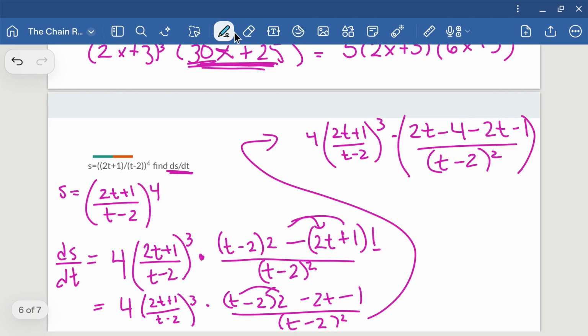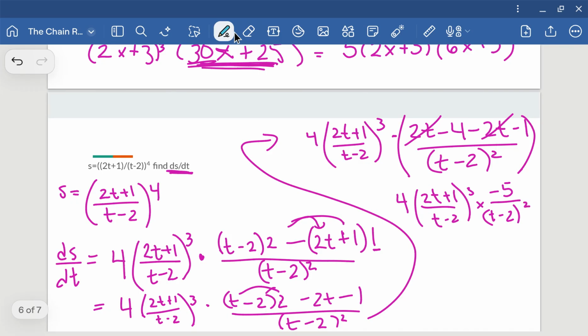Then things are starting to cancel out nicely from the numerator, so the 2t's would cancel, and then negative 4 minus 1 would be negative 5. So we would have 4 times the (2t plus 1) over (t minus 2) all to the power 3 times negative 5 over (t minus 2) to the power of 2.